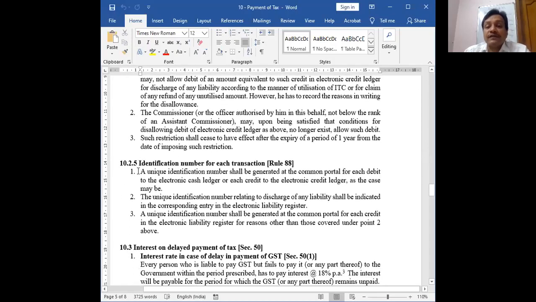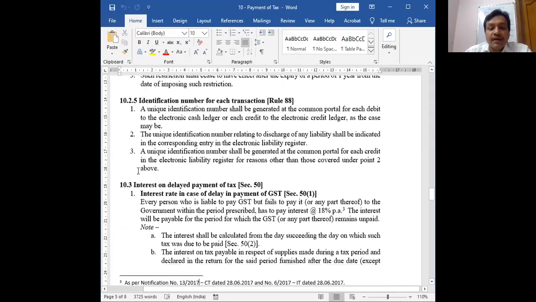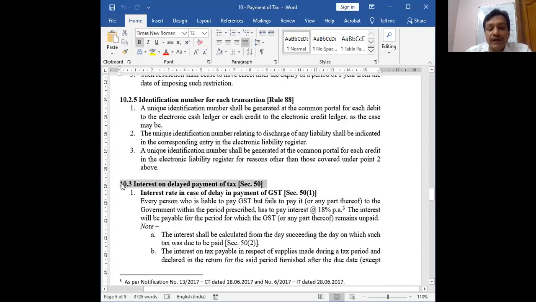Now this is my first concept. If you have any doubt, you ask me. My first concept, payment of tax, is somewhat over. Then the next section, interest on delayed payment of tax, section 50. My section 49 is over. And let me show you the next section, 50.